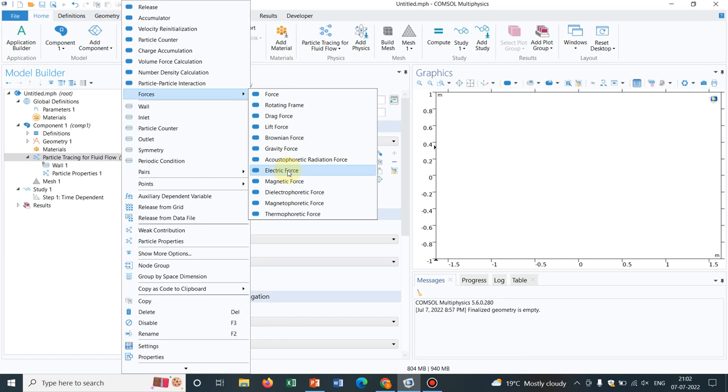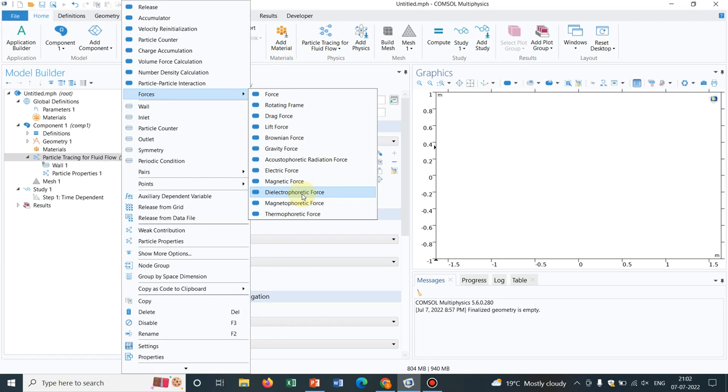Electric forces, you know, there is the Lorentz force in an electric field. We have all read about it, but we'll be implementing it in upcoming simulations. You have magnetic force. If you have diamagnetic, paramagnetic, or ferromagnetic particles, they will experience different magnetic forces, and that can be modeled using this FPT. You have dielectrophoretic force. There is an inbuilt model in COMSOL, the dielectrophoretic separation.